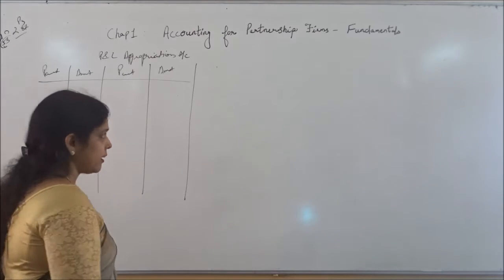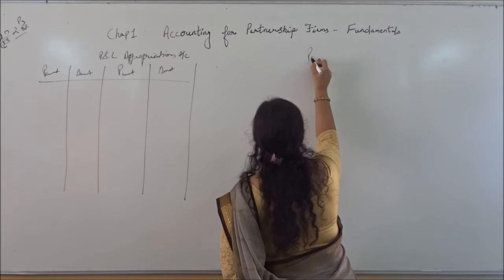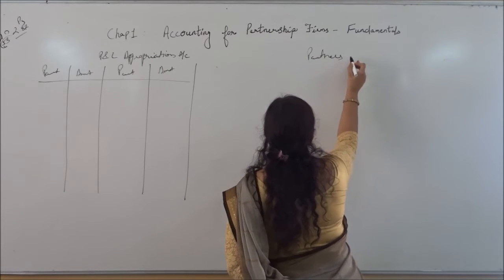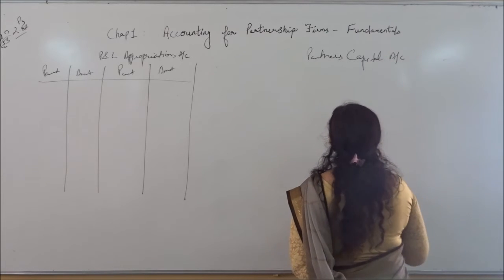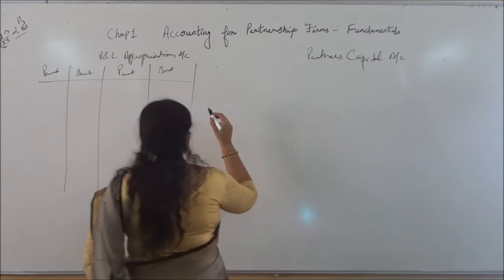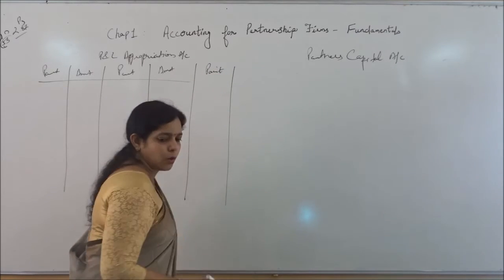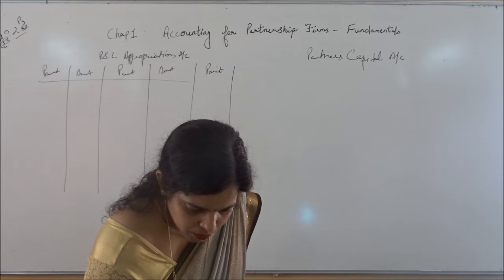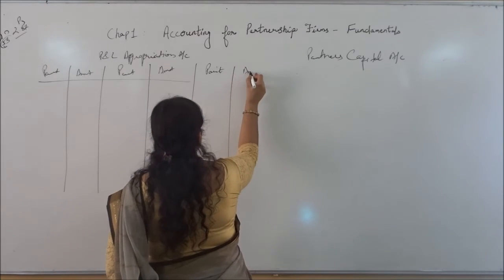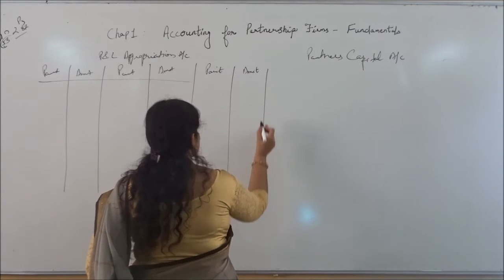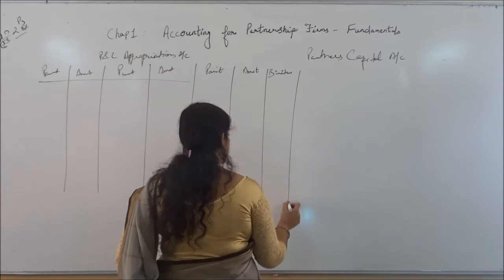So start doing that, and when the method is fluctuating we are making only the one account, that is partners capital account. Side by side I am making the format of the partners capital account also. See how many partners are there? Amit, Binita and Charu. 3 partners are there.